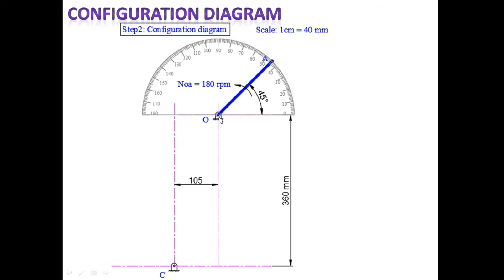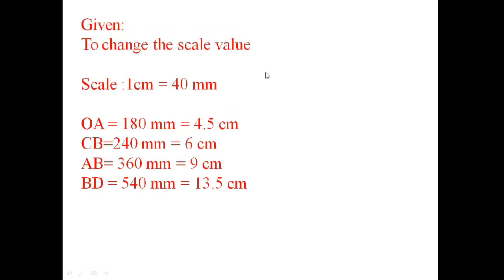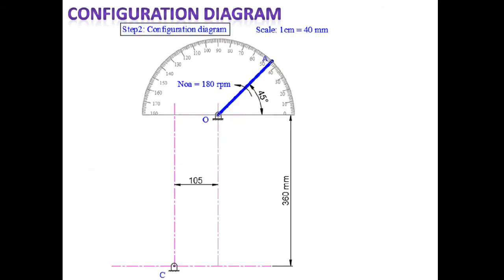This O point is from the horizontal line to the top 360 mm, that is 9 centimeter. From this point you have to put the protractor and mark 45 degrees from the right side to the left side, and draw the line with the dimension of OA equal to 4.5 centimeter. So draw one line with the dimension of 4.5 centimeter.